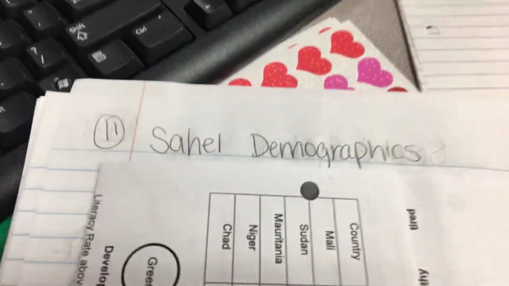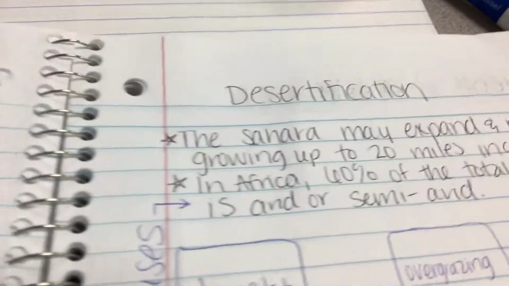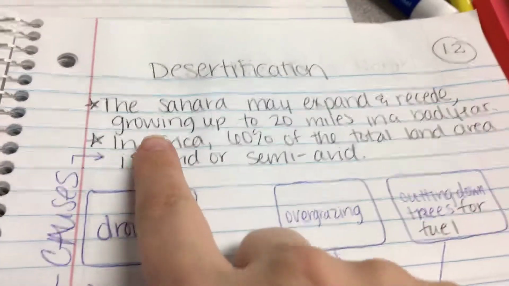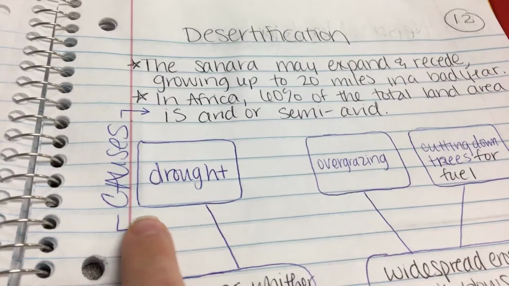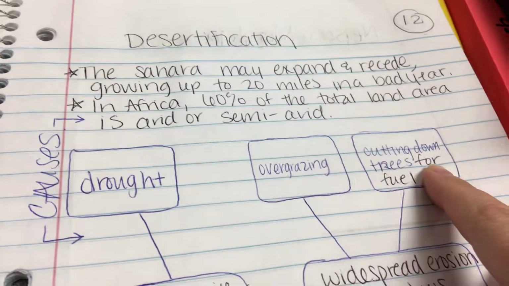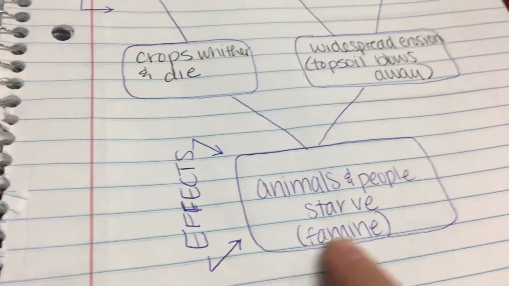Sahel demographics. It's important that you're able to read population pyramids and understand them, and that you understand developed, developing, and underdeveloped. Desertification. Important that you know the causes and then the effects.